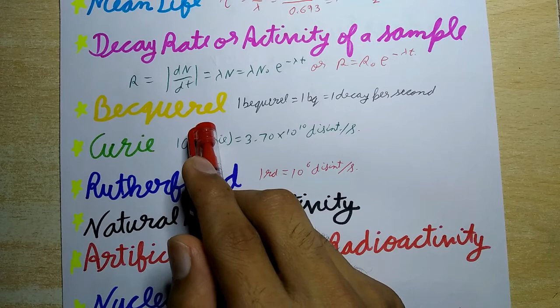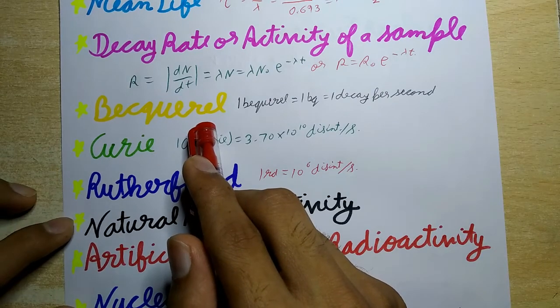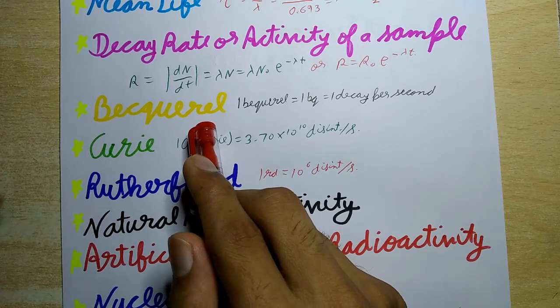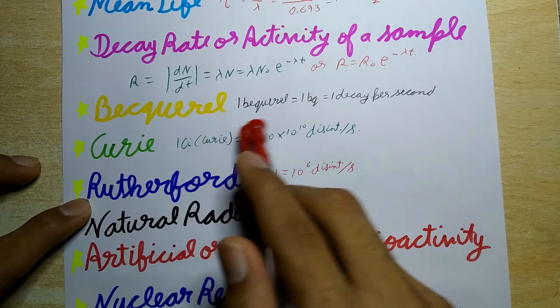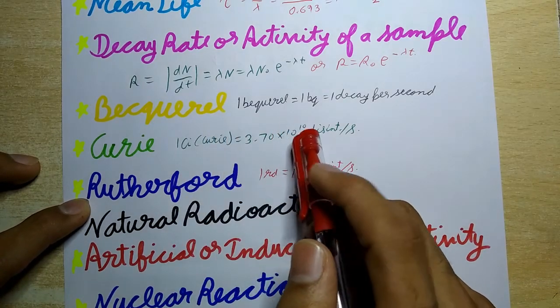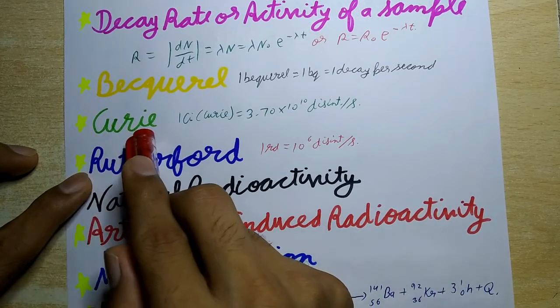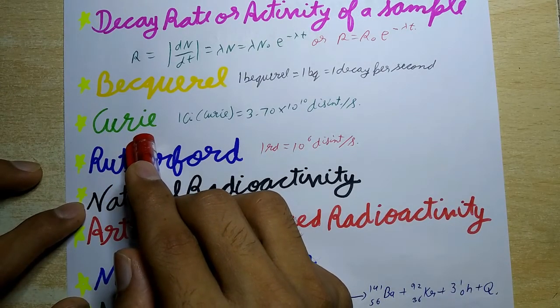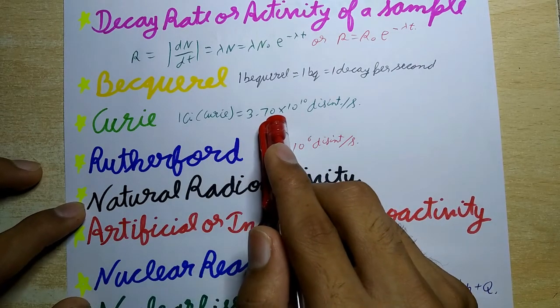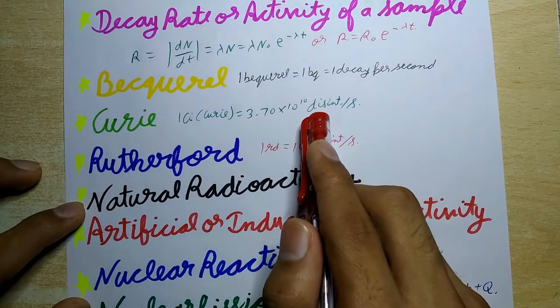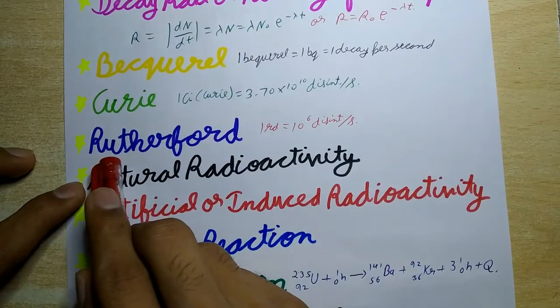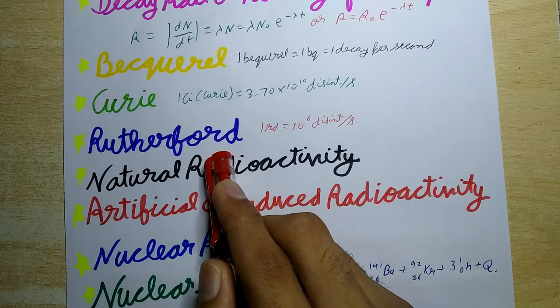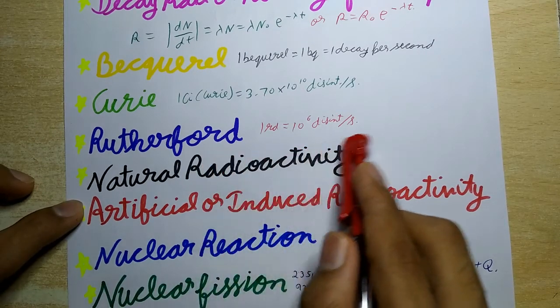Now becquerel. It is the SI unit of activity and is defined as the decay rate of one disintegration per second. So 1 becquerel is equal to 1 decay per second. Now Curie. 1 Curie is the decay rate of 3.7 into 10 to the power 10 disintegrations per second. Here you can see 3.70 into 10 to the power 10 disintegrations per second. Now next is Rutherford. 1 Rutherford is the decay rate of 10 to the power 6 disintegrations per second.